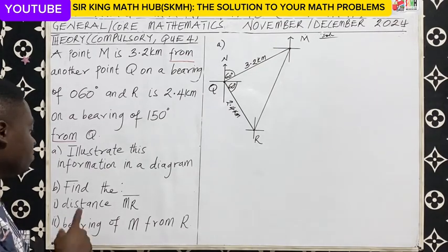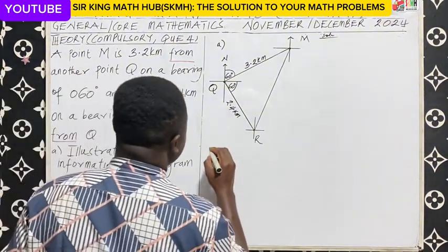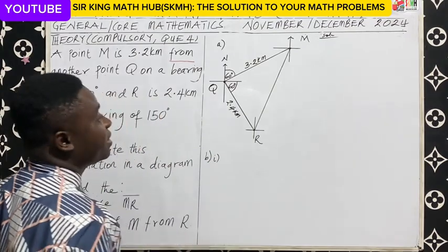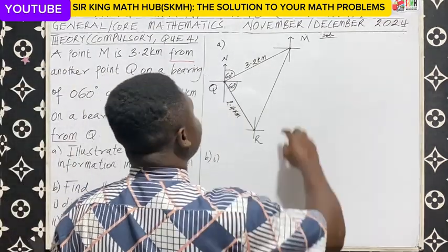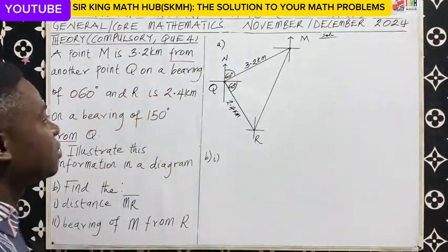Now, B. So for B, we have to answer 2 questions. We have to find the I, distance MR. So B I, you have to find the distance MR. So which distance are we looking for? We are looking for this distance, MR.